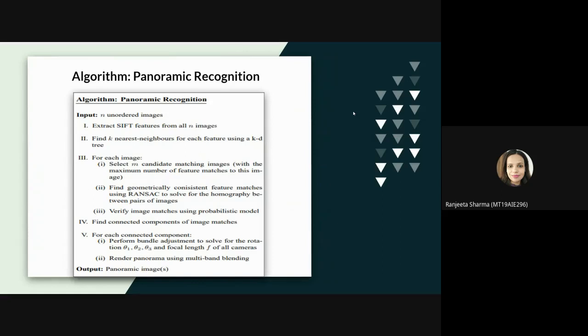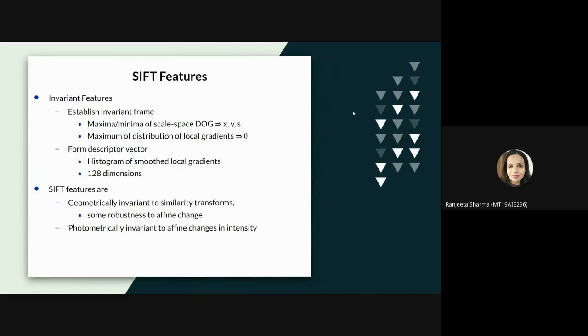Then we will find the connected components of the matching images, and then we will apply the bundle adjustment process to solve for the rotation and focal length of all the cameras. And finally, we will apply multi-band blending to generate the final panoramic image. So the first step here is to identify the SIFT features.